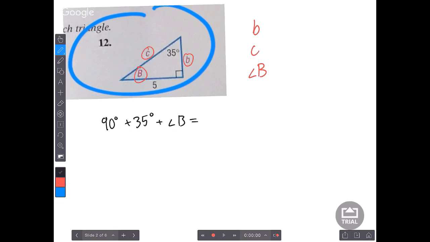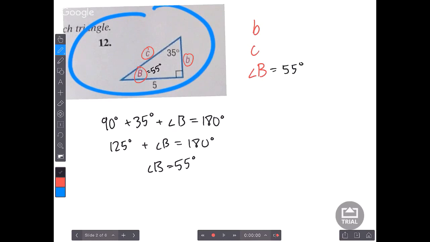All right. 90 degrees plus 35 degrees plus angle B is all going to add up to 180 degrees. So 90 and 35, 125 degrees. So angle B, I'm going to be pretty committed, is equal to 55 degrees. Sweet.